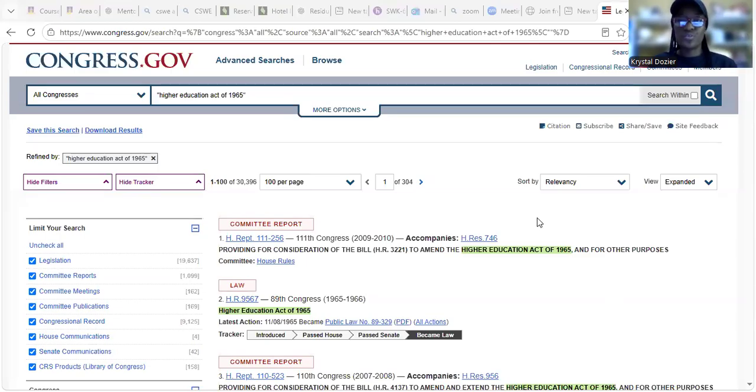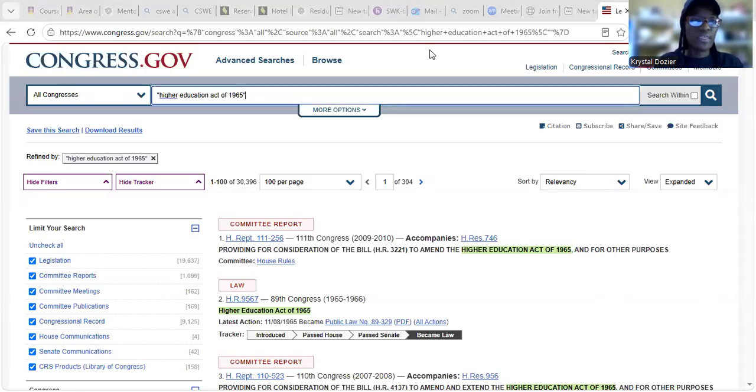Last thing that I'm going to cover before I let you all go. Let me share my screen again. Big piece is congress.gov. This is where you are going to find your policies, okay?